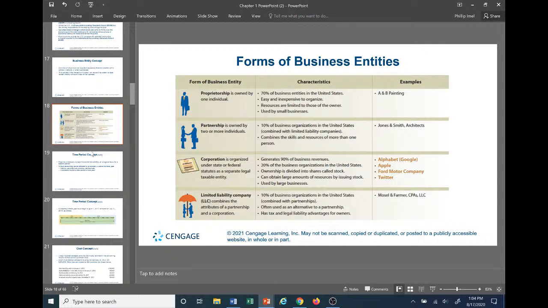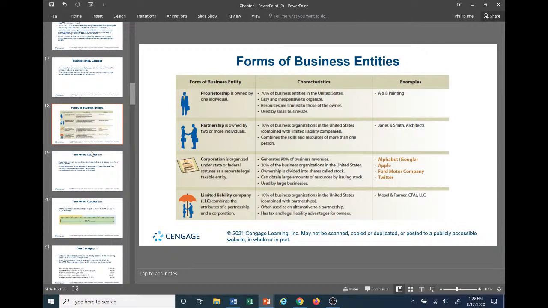A good example of that is A&B Painting. The next form of business entity is a partnership. This is owned by two or more individuals, obviously, because if you're in a partnership, you're going to be partners with either one other person or a number of individuals. This constitutes about 10% of business organizations in the United States, combined with limited liability companies.